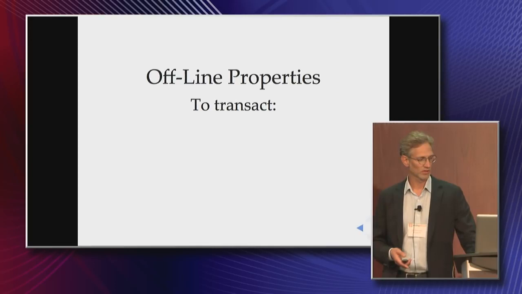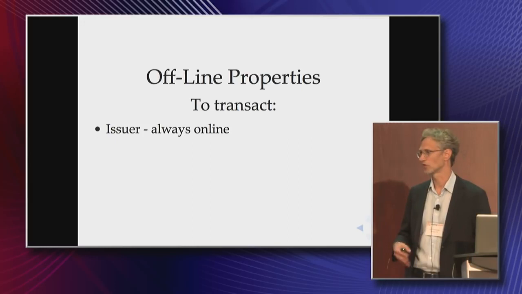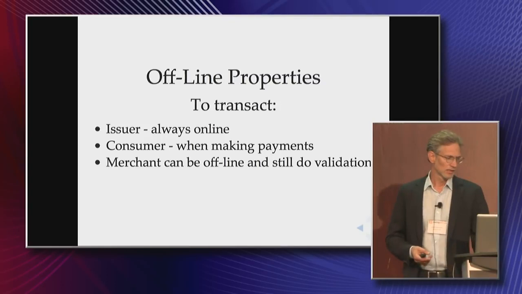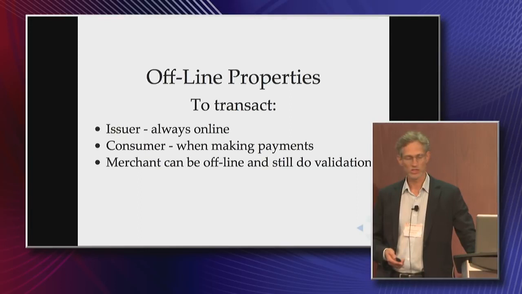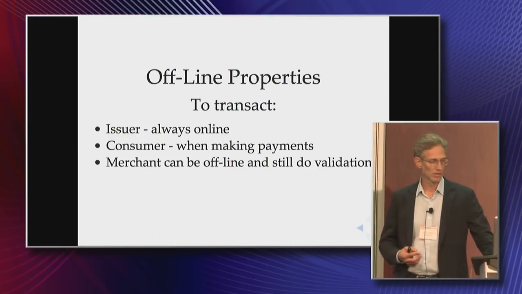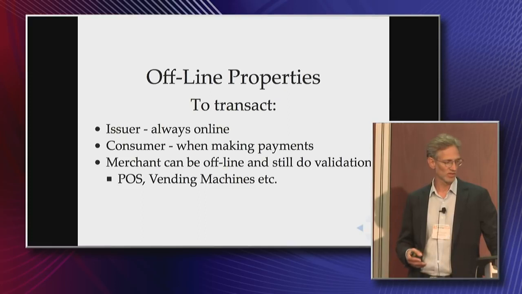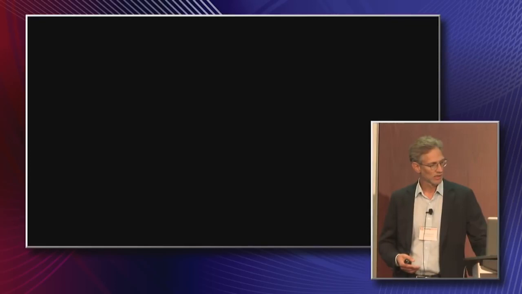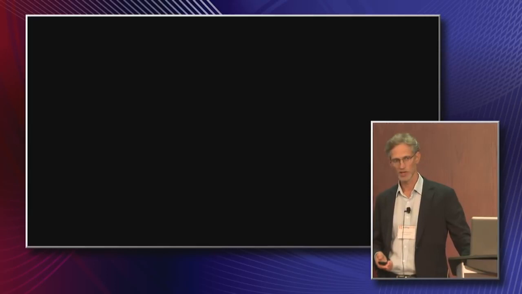To transact, the issuers have to be online all the time to provide their service. Consumers only have to be online when they make payments, and that's good because it works on mobile phones and mobile devices. But merchants can actually be offline and still receive payments and do validation. That's important for the transaction aggregation we want to happen at the merchant or at the redeemers. But it also lets us more easily support things like point of sale applications or vending machines that don't have to be online, as long as they're online every 10 minutes or every hour or something like that. These notes are also time limited, mostly to limit the double spend verification resources needed, and it's similar to electronic cash. But it also means that these notes cannot work as money because they will time out and become worthless.